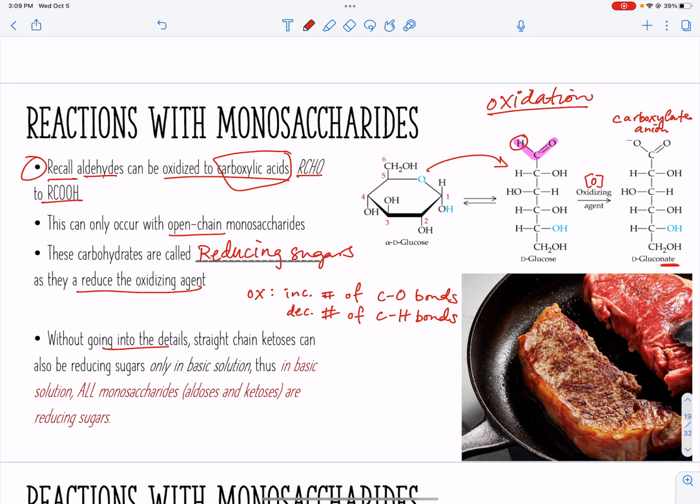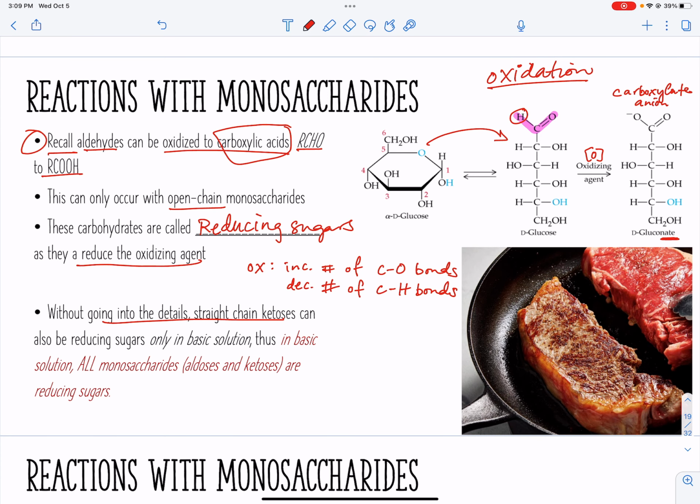Now, without going into the details, ketoses can do this only in basic solution. I really don't want you to focus on that. Ketoses can do it, as well as aldehyde-type sugars. But this reaction is really important, which is why I have a picture of this meat here in the skillet. It's really important in the browning of foods. It's known as the Maillard reaction.